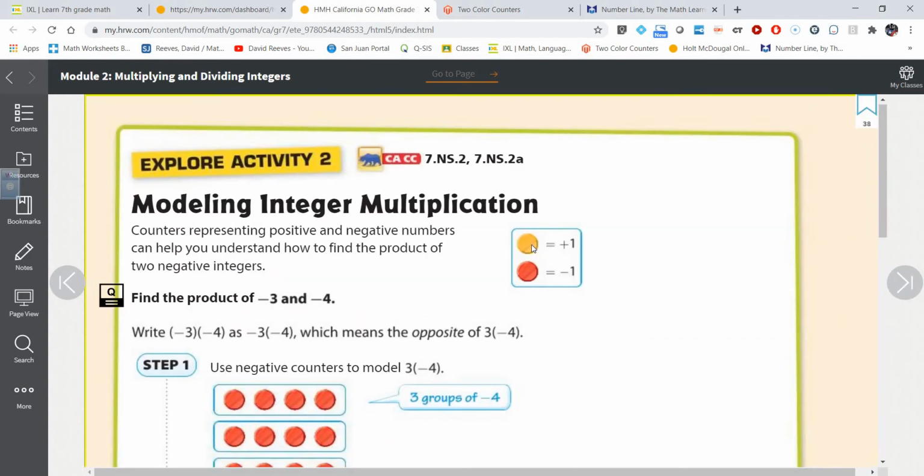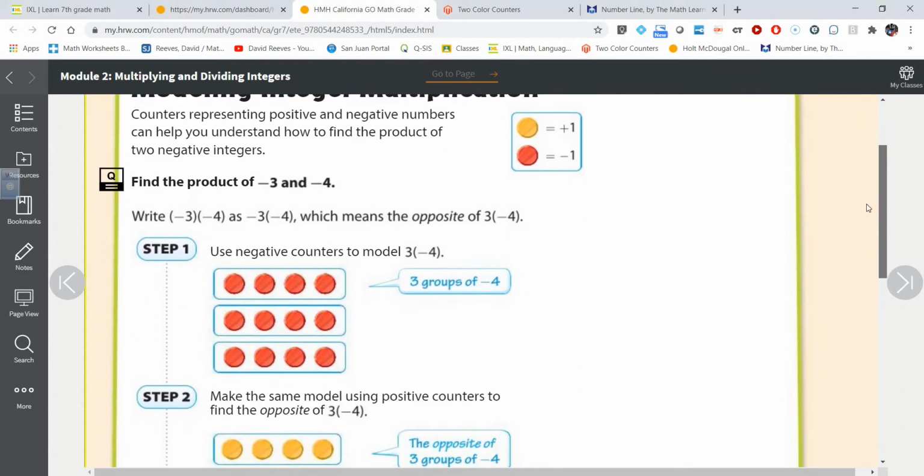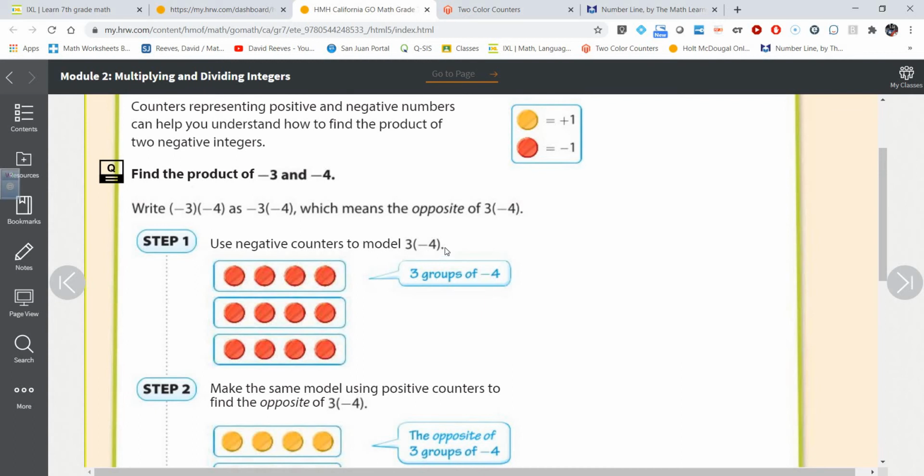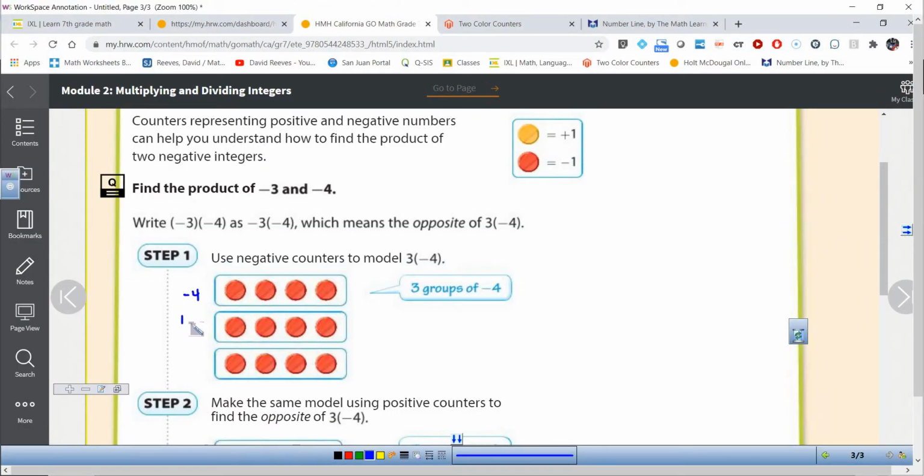Remember, a yellow counter is 1 and a red counter is negative 1. If we take a look at this right here, we have three groups of negative 4. So we have negative 4 plus negative 4 plus negative 4. When you put those together, what do you get? You get negative 12. That shows that 3 times negative 4 is negative 12.